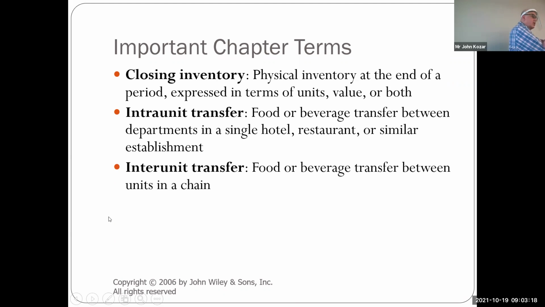Inter-unit transfers are food and beverage transfers between units in a chain. So the McDonald's here by the hospital runs out of quarter pounders. They can call over to several other locations in the area, North Canal, there's one up Highway 1. And whoever has a bigger inventory can transfer a couple of cases over to them. So they're going to do paperwork. There's going to be a transfer of the cost of those 2 cases to the restaurant here by the hospital.